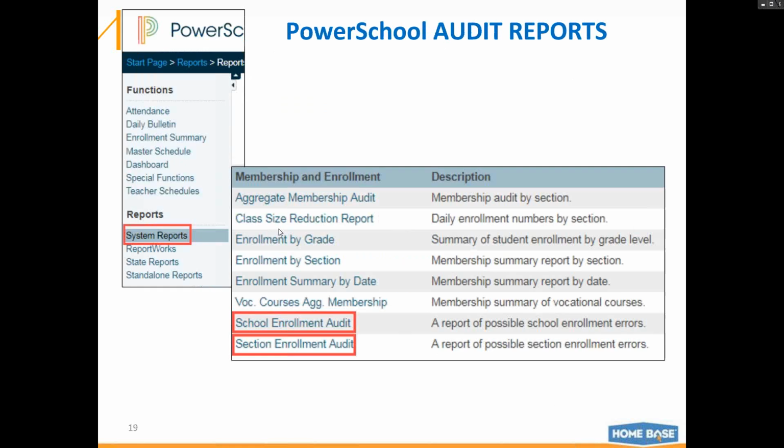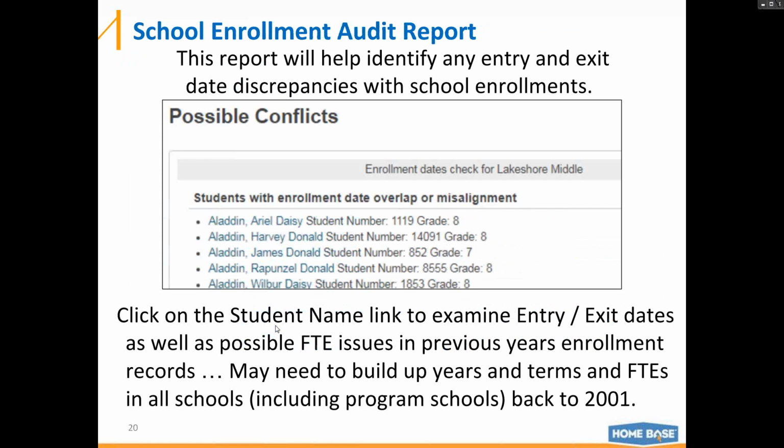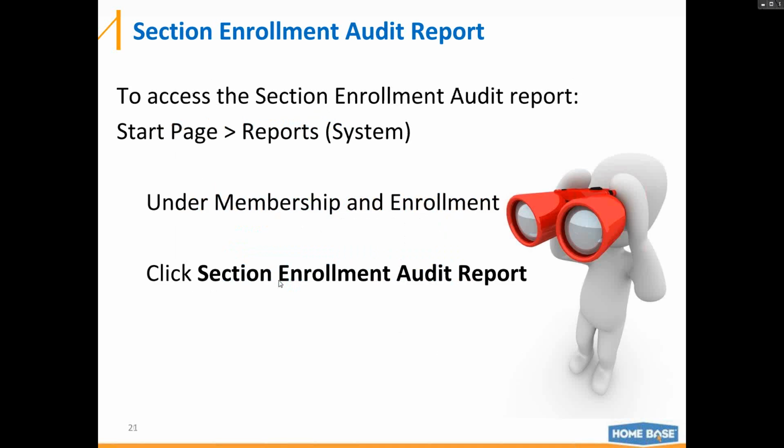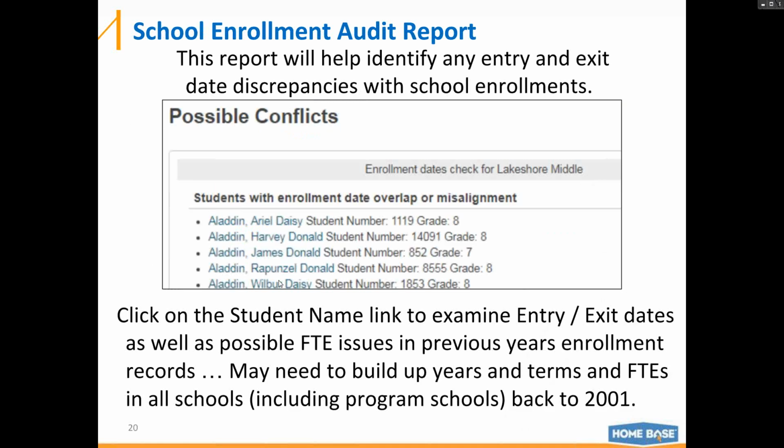I'm going to go back one screen. As soon as you click school enrollment audit, this is the possible conflicts result page that you will get. All of the student names on this have some kind of issue. If you click on the student name, that is a link. It will take you to his enrollment page. You can look at his current enrollment dates. You can look at his transfer info page to look at previous enrollment records.